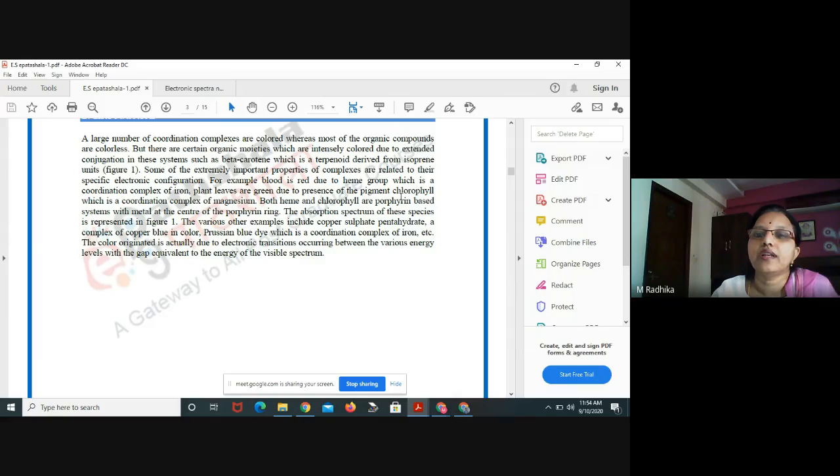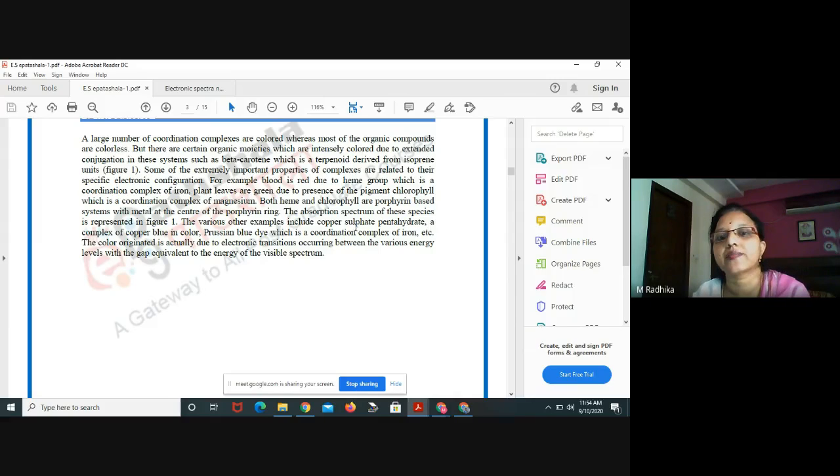Then go to the chlorophyll. Chlorophyll is again green in color because you have a complex with a porphyrin ring and a magnesium metal ion. Because of the porphyrin ring you have the conjugation of double bonds, and they are linked to the magnesium. Blood heme also has conjugation of double bonds and you have the metal, that is iron. So one is showing the red color, one is showing the green color.